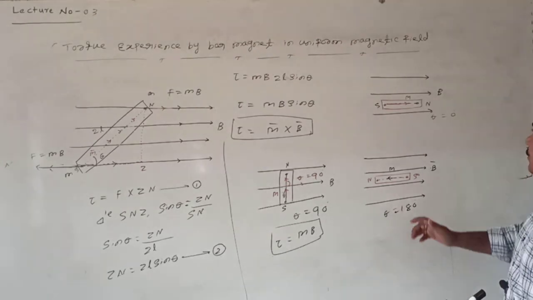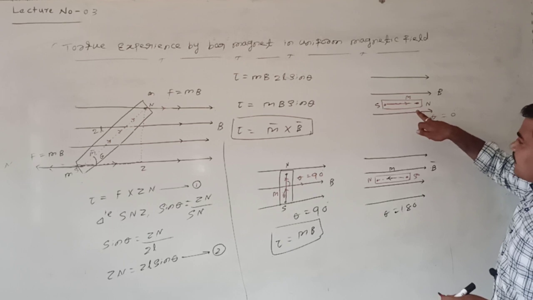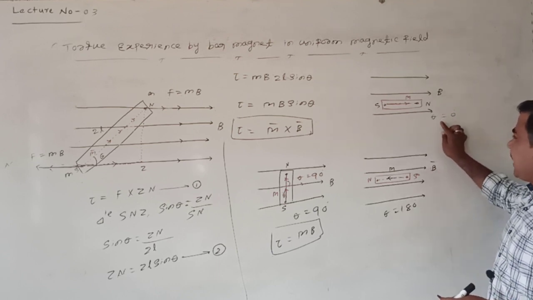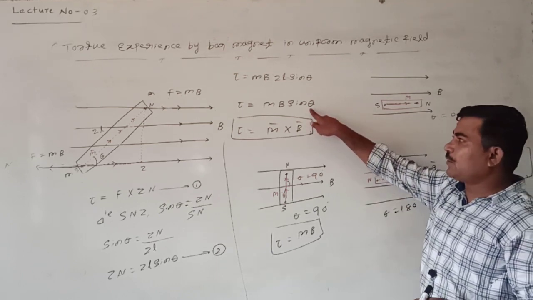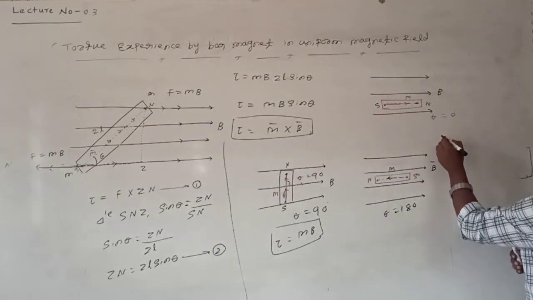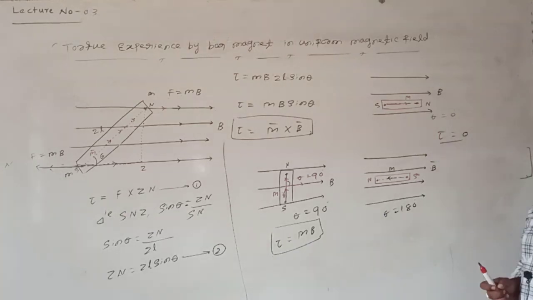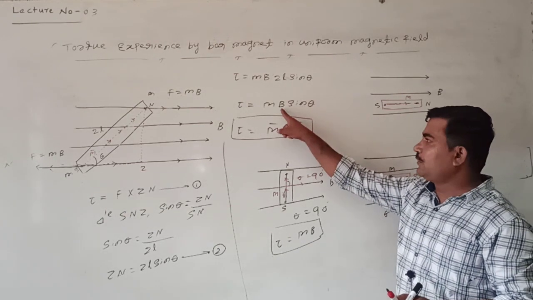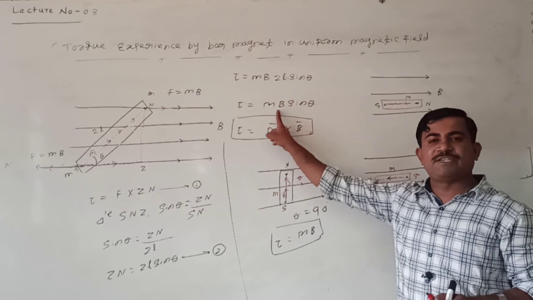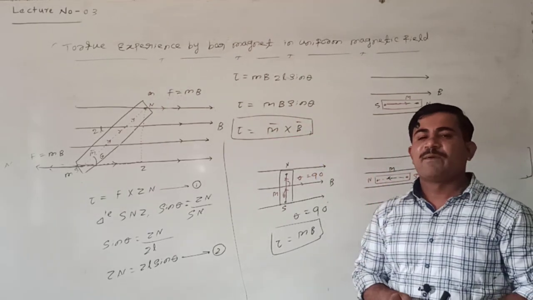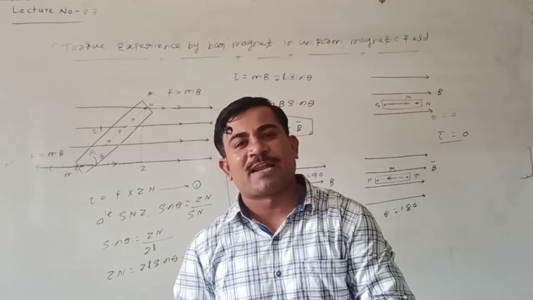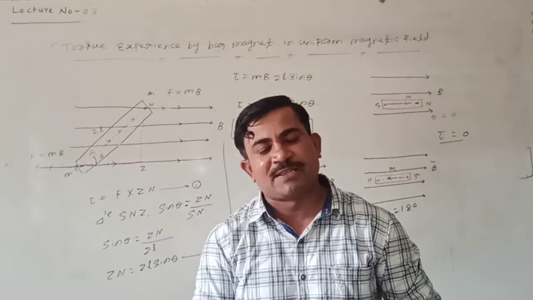Now come to this point. Whether the bar magnet is placed parallel or anti-parallel to the direction of the magnetic field, theta is 0 or theta is 180. Sin 0 is 0, sin 180 is 0. In both cases, what is the torque? Torque is equal to 0, because sin 0 is 0, 0 into M is 0. Or sin 180 is 0, 0 into M is 0, so torque is equal to 0. I mean, when a bar magnet's dipole moment is parallel or anti-parallel to the direction of the magnetic field, no torque is experienced by the bar magnet.